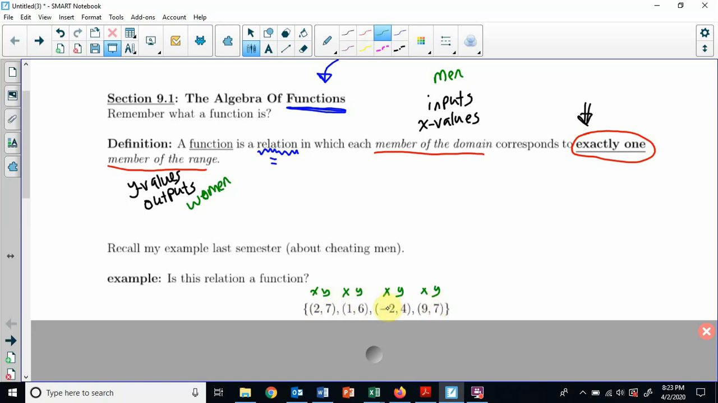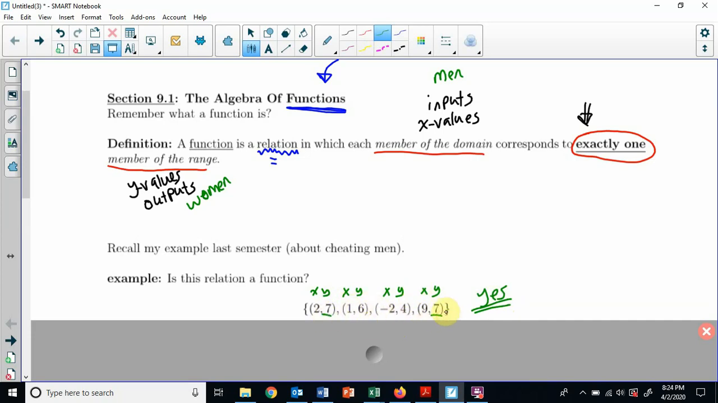And you say, well, this looks like Mr. 2, but no, that's negative 2. Okay? So that's his evil twin, not the same person. So even though he's with a different woman, that's not the same Mr. 2. So Mr. 2 is not cheating. How about Mr. 1? Do you see Mr. 1 hanging out in any other pairs? No. So he's not cheating. Mr. negative 2? Now we already said that negative 2 and 2 are not the same man. So he's not cheating, and Mr. 9 is not cheating. So yes, this is a function. There are no cheating men. Every x value only has one y value. And you may say, well, what about Mrs. 7? What about Mrs. 7?